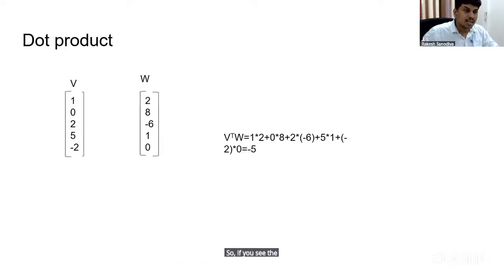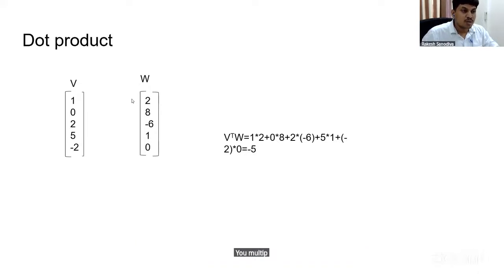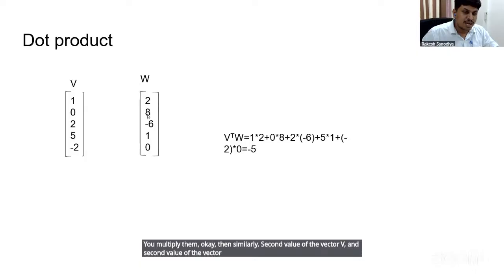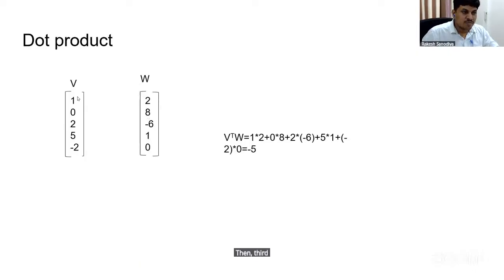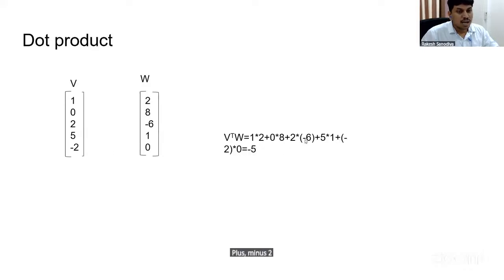If you see the example here, you have two vectors v and w. The first value of vector v and the first value of vector w, you multiply them. Similarly, the second value of v and the second value of w, you multiply them. Then the third values, and you keep on doing like this. Here you can see 1 multiplied by 2, 0 multiplied by 8, 2 multiplied by -6, plus 5 multiplied by 1, plus -2 multiplied by 0. Then you add the results. That is basically the dot product between v and w.